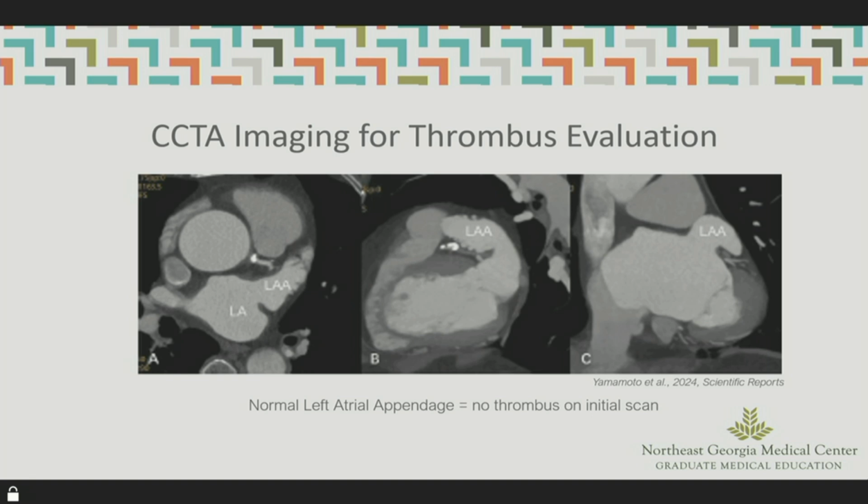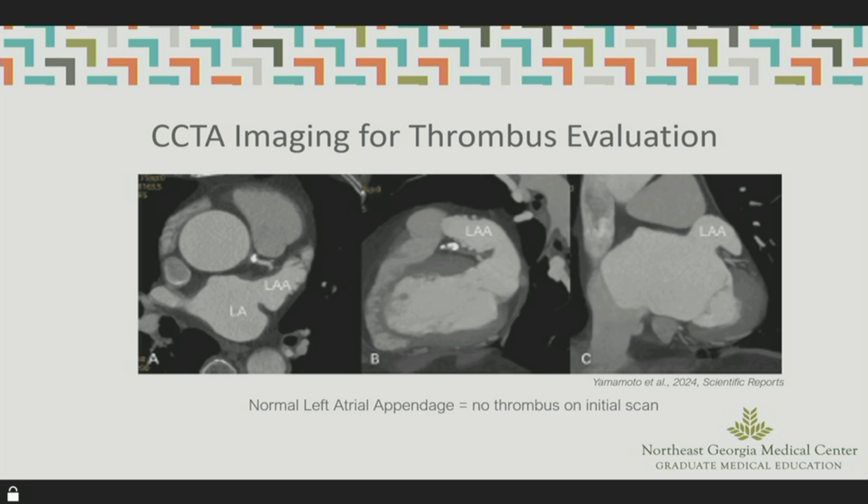So how does cardiac CT match up? When you look at it here, you have the left atrium, let me get my pointer, left atrium, your left atrial appendage, right? And these are your different views to look at it. In this one, you can see this is a normal scan. There is no evidence of thrombus on our initial scan.